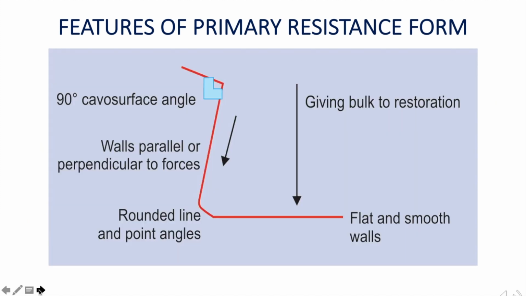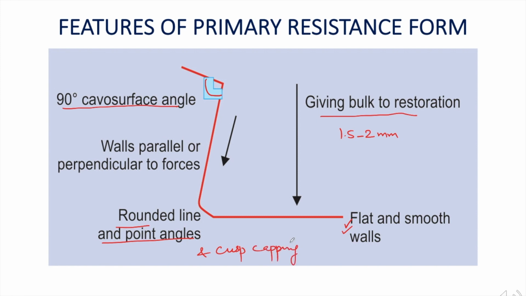So finally, let's revise all the features of primary resistance form in this image. Box-shaped cavity with flat floors and smooth walls, adequate thickness of the restorative material by increasing the depth of the cavity and 90° cavosurface angle, rounding of the line and point angles, inclusion of the weakened tooth structure, and consideration of cusp capping. I hope you understood primary resistance form now.